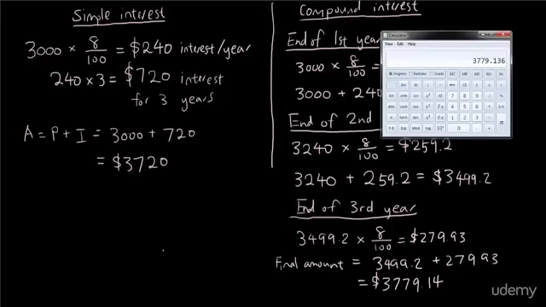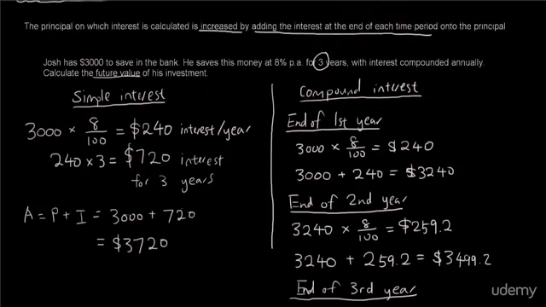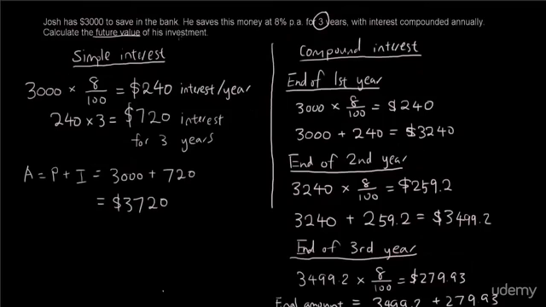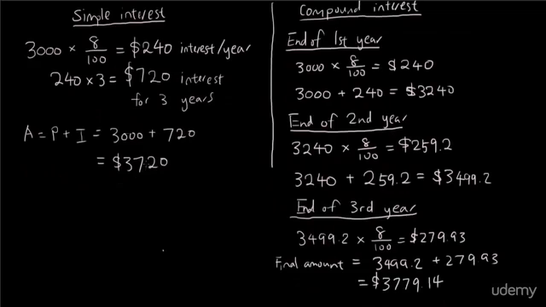Okay, so now we have done this question from both the simple interest perspective and the compound interest perspective. Now notice how under the same conditions, with simple interest, the future value, the final amount, is 3,720, whereas under compound interest we have 3,779.